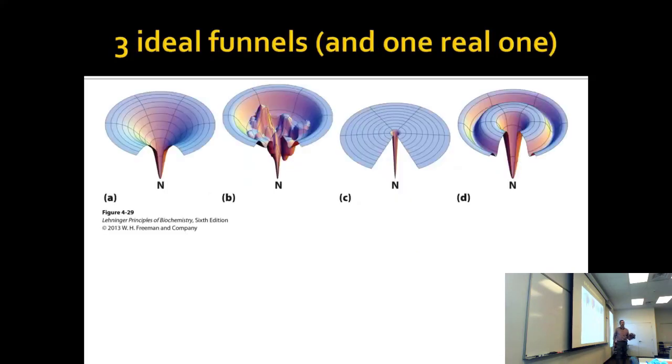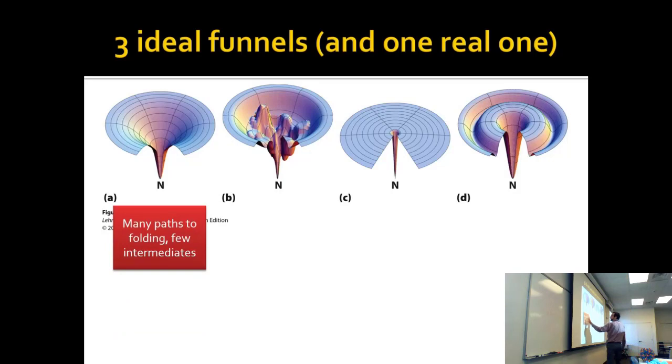And so this is another thing that helps you think about how to think about funnels. Here's 4 examples of funnels. This one right here has many paths to folding and few intermediates. It's very smooth. This might be like ribonuclease A. So a smooth, deep funnel will be very cooperative as well, because the intermediates are what will trap you in and make your protein folding curve actually be more shallow. Intermediates will do that to you.